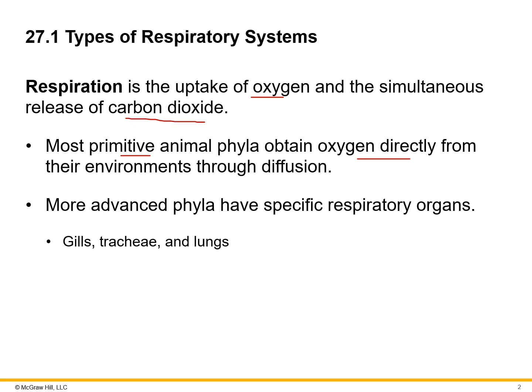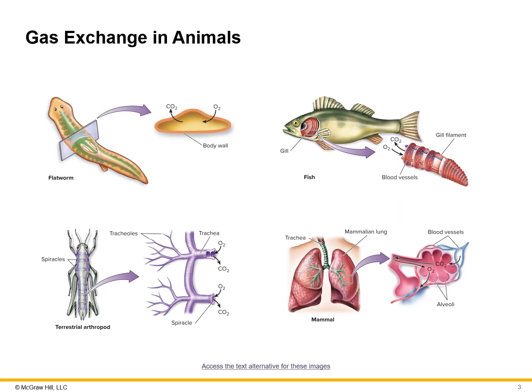Now, as phyla became more advanced, that's when the respiratory organs started to develop. Looking at gills, of course, in fish. Those gills allowed respiration to occur in a specific place instead of through all their cells. It was concentrated in those gill areas, and then ultimately developing the trachea and then the lungs to allow that gas exchange to occur.